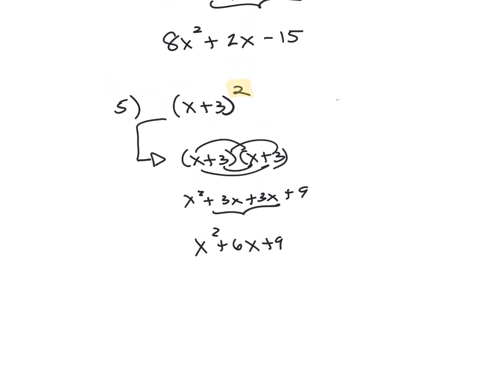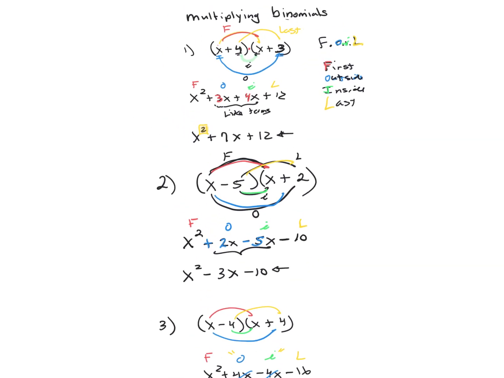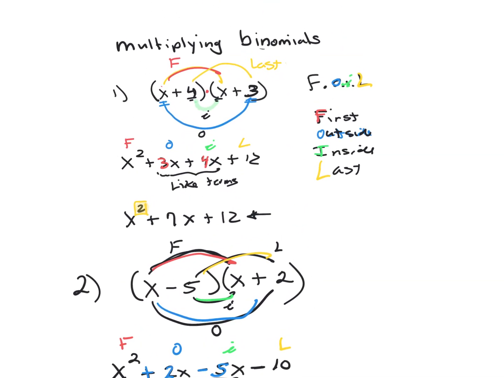So be careful. So this is what we're learning today. We're learning about multiplying binomials, and we're using the first, outside, inside, last method, which is really just double distribute, but it's going to help us when we go in the reverse in the future.